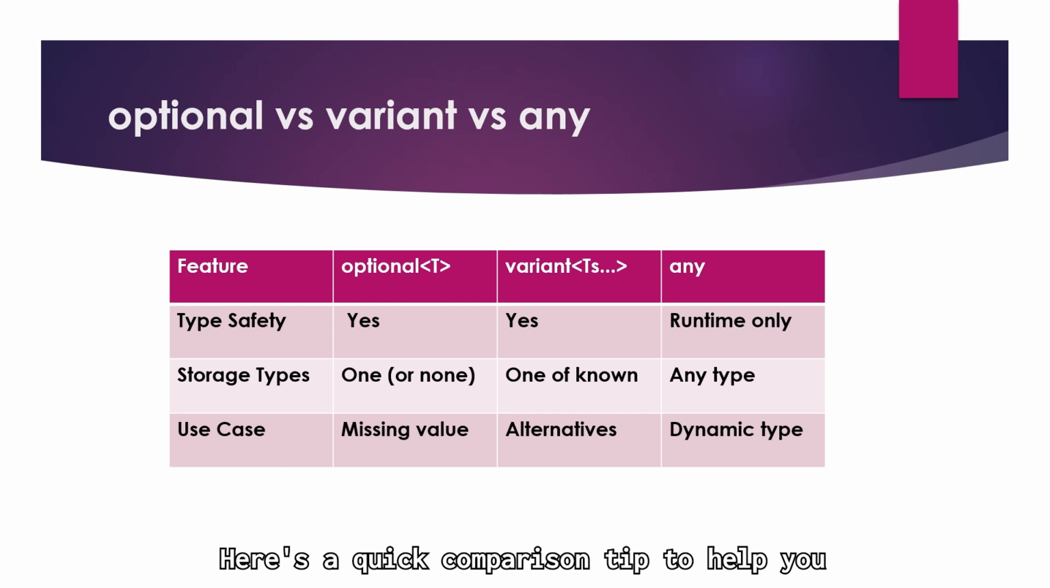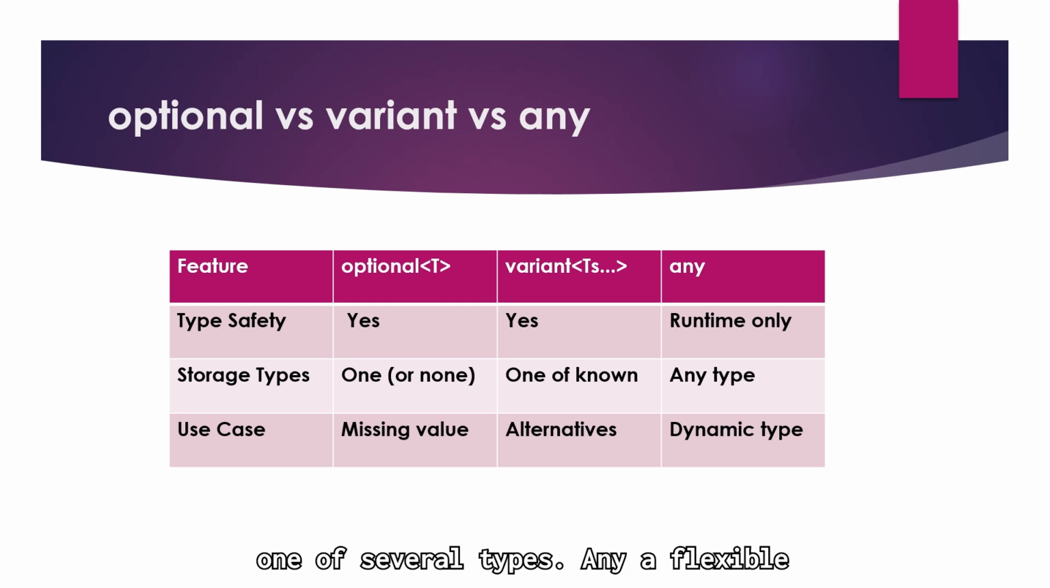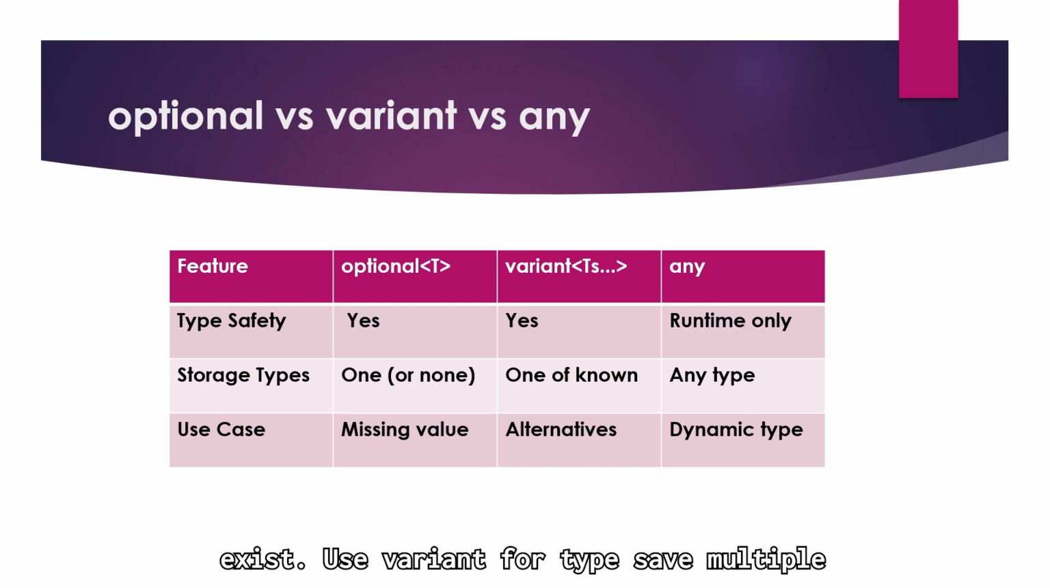Here's a quick comparison table to help you remember the differences. Optional, used for a single value that might be present. Variant, a type-safe union that can hold one of several types. Any, a flexible container that can hold any type, but with less safety. Choosing the right one depends on your specific use case. Use optional when a value may or may not exist. Use variant for type-safe multiple options, and use any when the type is completely unknown or variable.